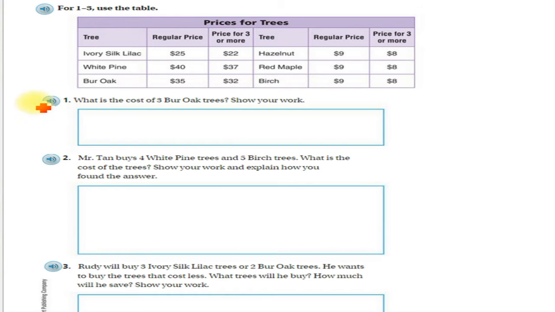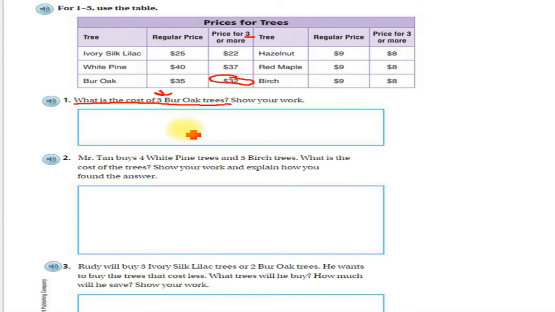Okay. So let's look at problem number 1. There's my question mark. And my question is, what is the cost of 3 bur oak trees? 3 of them. Okay. So I look up here, I find my bur oak. Here's the cost, but that's the regular price. The price if I buy 3 or more is $32 each. Instead of paying $35 each, I get a discount. And since right here you see I'm buying 3 of them, I get to use the discounted price of $32.